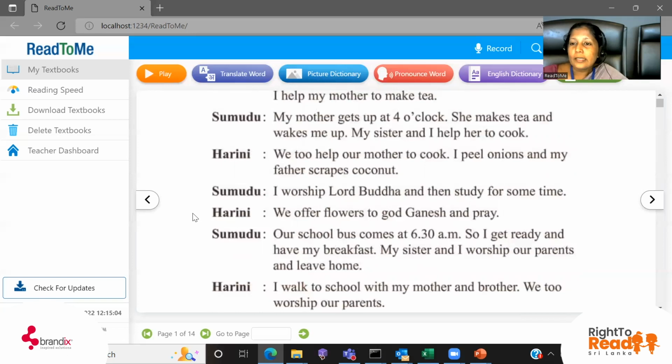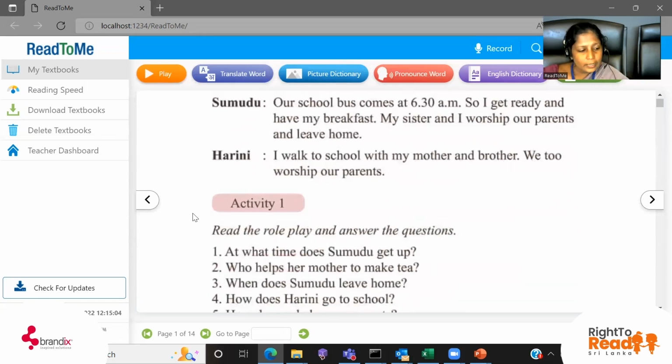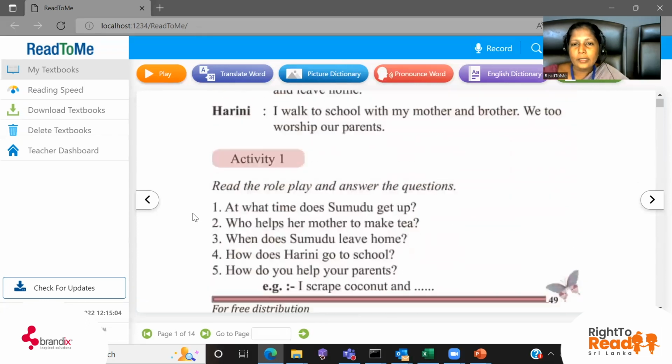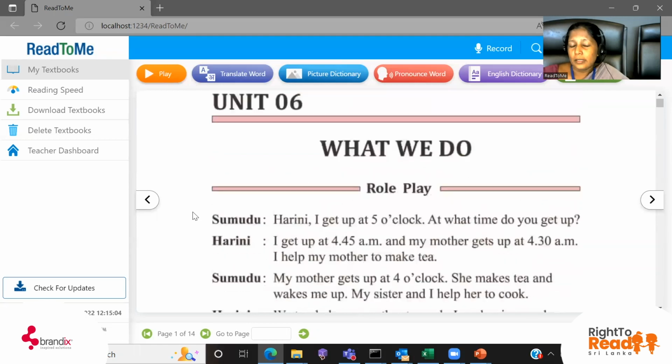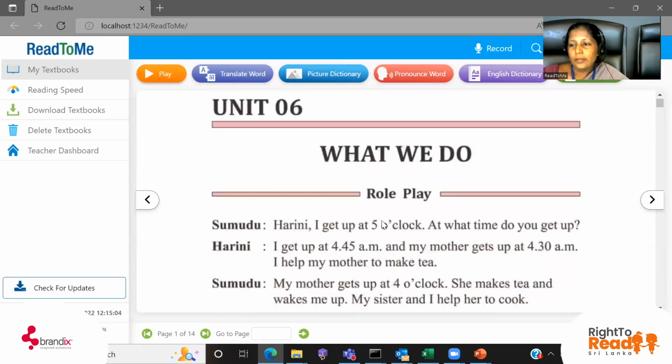And someone else is telling, I peel onions. And my father is scraping coconut for them. Because of that, you can make your work easy, right? It's about how we are doing our daily routine. Okay, so we have started a new unit.